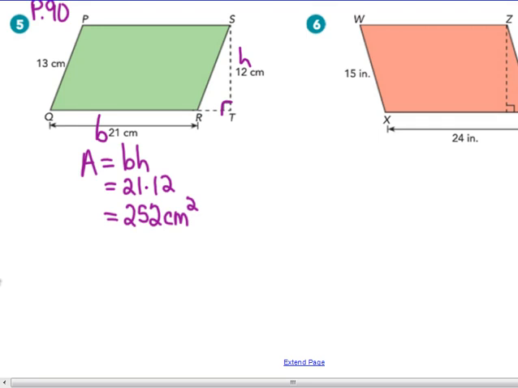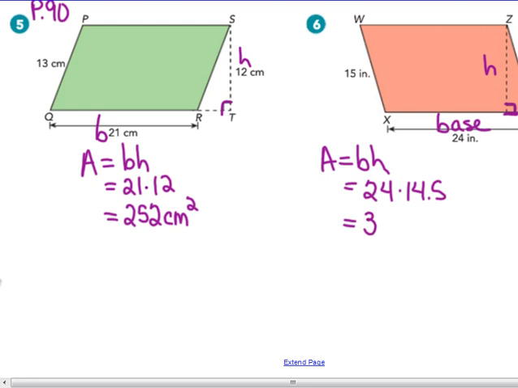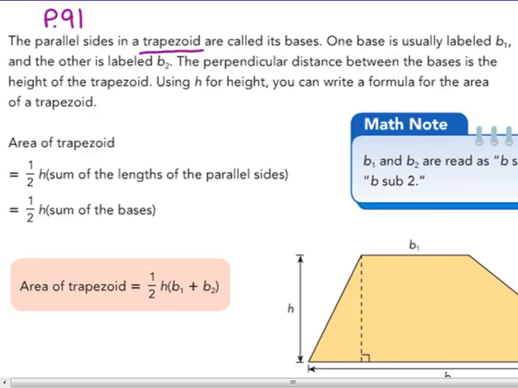Inside here, this is my height, there's my perpendicular box. So base times height, my base, the box sits down here on the base. So my base is 24. So formula, area equals base times height. And yes, you can use calculators. 24 times 14 and a half is 348 inches squared. Parallelograms a little easier than triangles.